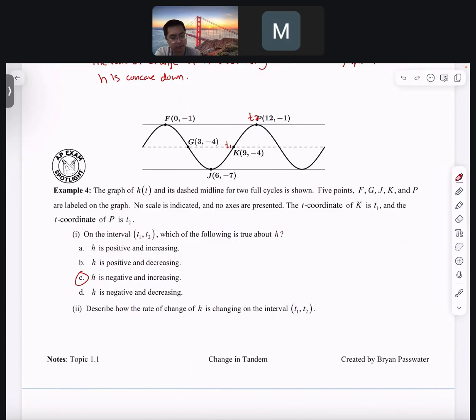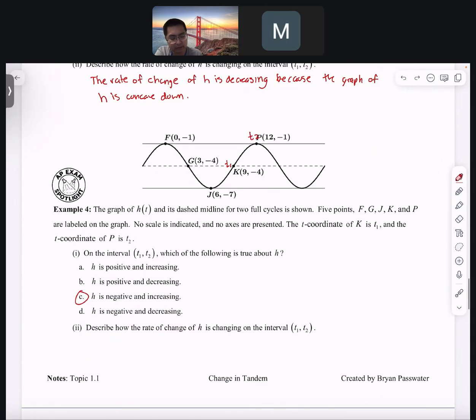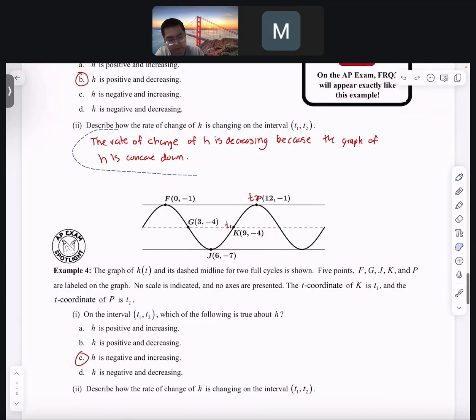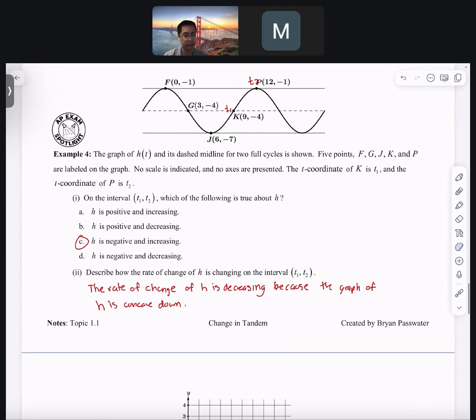Now describe how the rate of change of h is changing on this interval. If we look at this again, this is concave down, which means the rate of change of h is decreasing. This is the exact same explanation as before, so I'm just going to copy and paste this over, and you should literally write this too, because you've got to get used to writing this. The rate of change of h is decreasing because the graph of h is concave down.